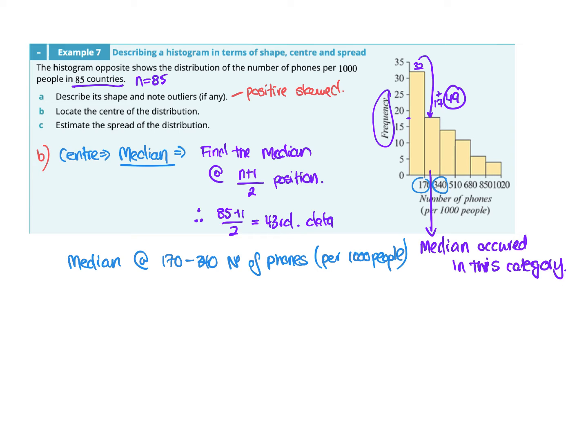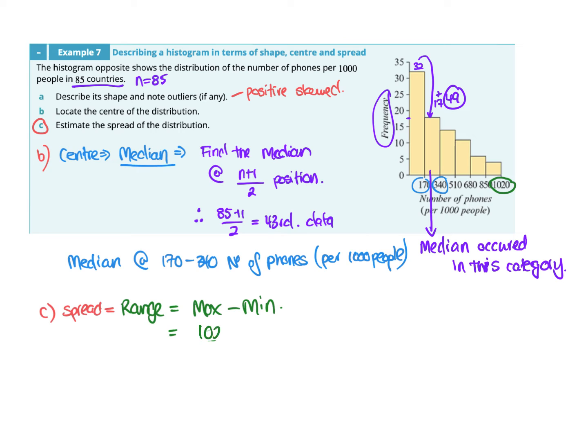Now, estimate the spread. Now, here we'll do the last one. The spread is when you talk about the range. So the range is just the maximum minus the minimum. So here, when they say estimate, because we just know what the end category is, I'm going to say roughly the maximum number was that last one that they gave us there, which was 1,020.